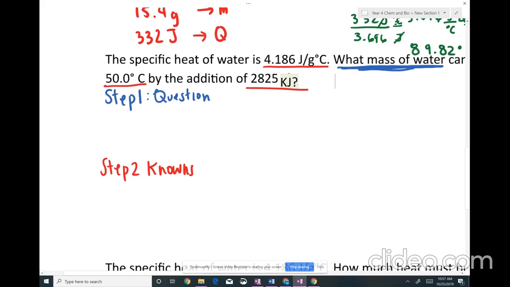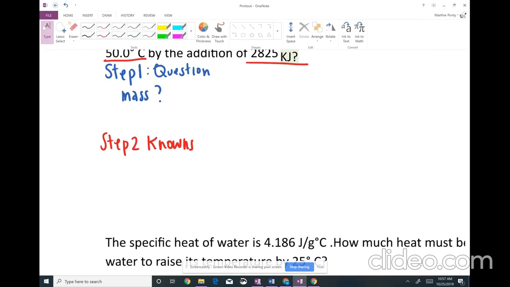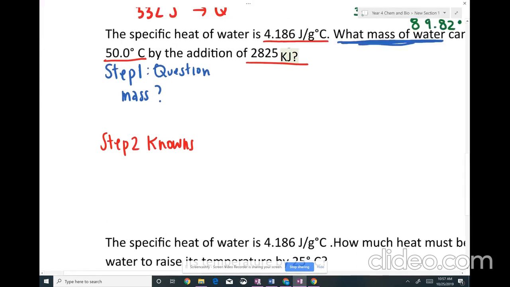So now we are looking for mass. Mass is going to be our question mark, and that's the thing that we're looking for. Now we're going to list off all of the things that we know. I have my Q, which is my heat. So we have our heat, which is 2,825 kilojoules, and that is going to be our Q.